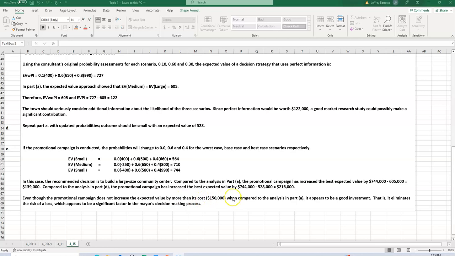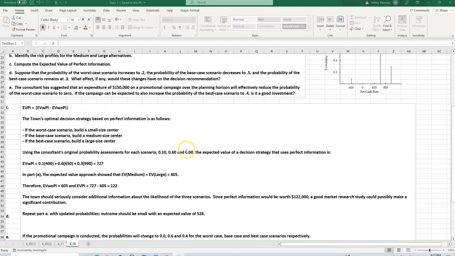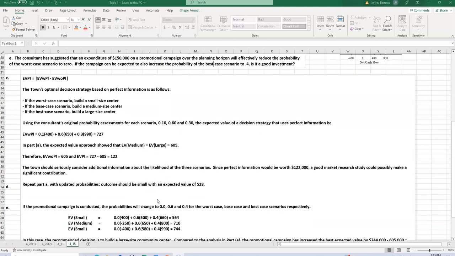Let's see, I think that will just about do it. Yeah, that should do it for this one. So again, this is just a little bit more on the expected value side. What we did add in here, again, this idea of a risk profile and the computations for expected value of perfect information. You'll probably see those again in some of these other problems.